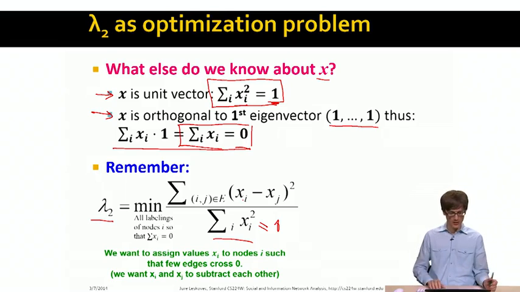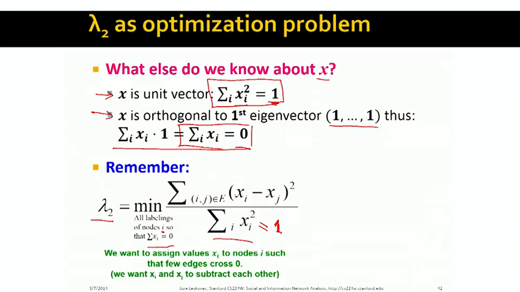So the way we can think about this minimization problem is that we are minimizing over all the labelings of nodes i, such that the sum of the labels of all the nodes equals 0. And we are trying to do these labelings in such a way that the sum of the squares of the labels equals 1. And we want to minimize the value of discrepancies between the labels of edge endpoints, right?